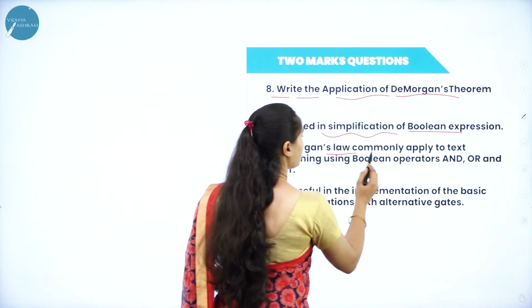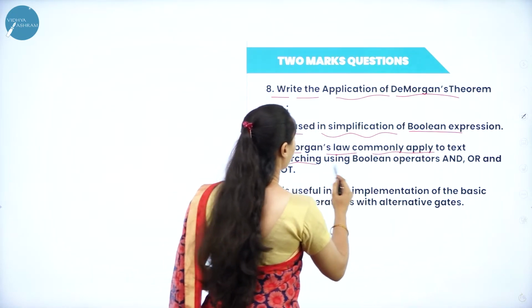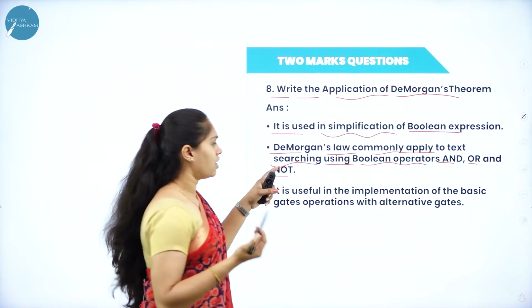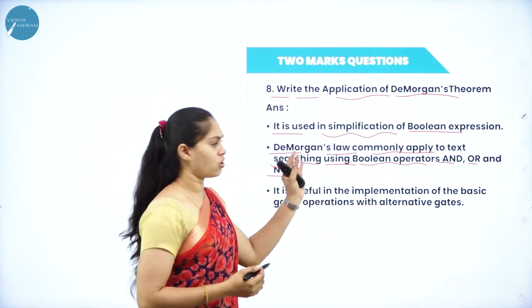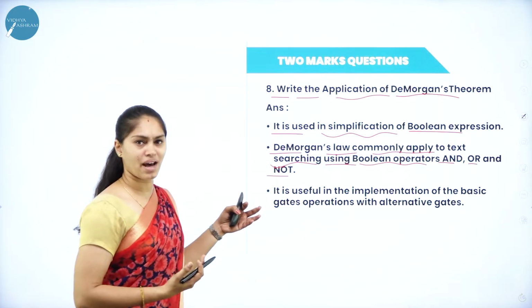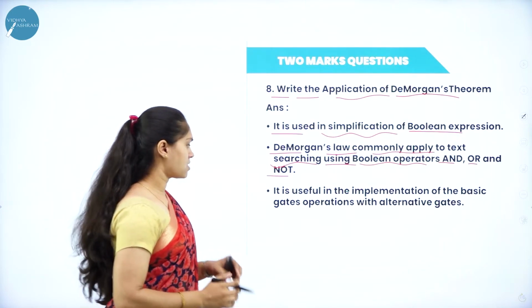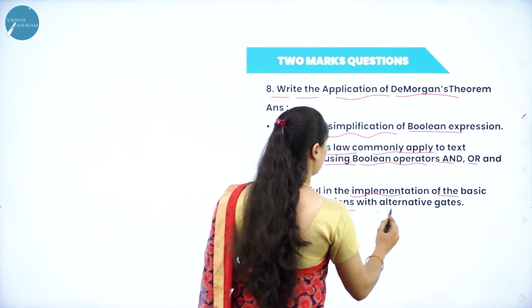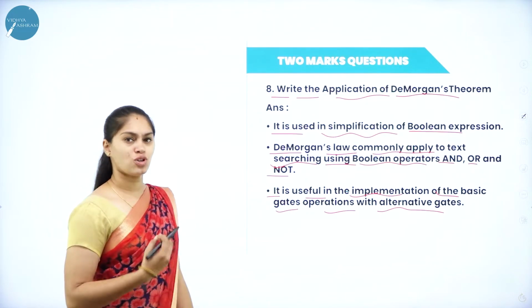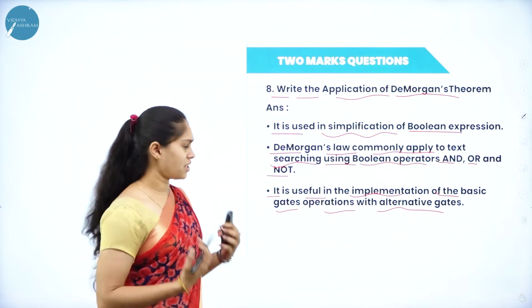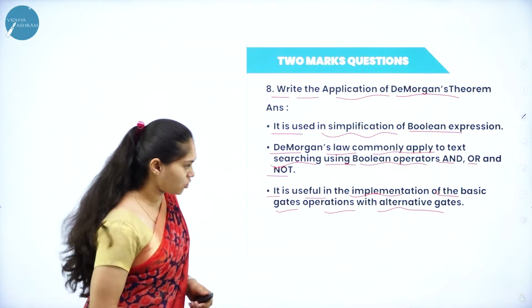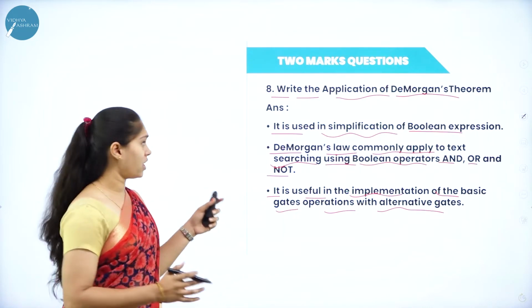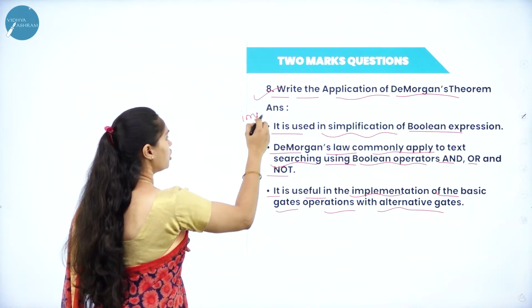Then De Morgan's law is commonly applied to text searching using Boolean operators called AND, OR, and NOT. We are just going to make a comparison and we are going to use this in text searching. Then it is useful in the implementation of the basic gates operation with alternative gates. So basic gates are AND, OR, and NOT. So using those gates, we are going to have some other alternative gates called derived gates or universal gates. So these are the applications and it is a very, very important question with respect to 2 marks.